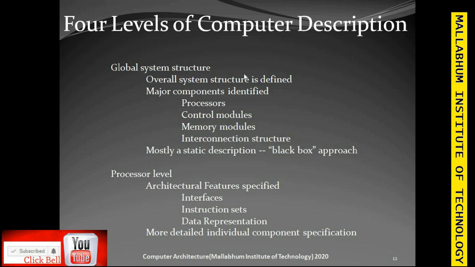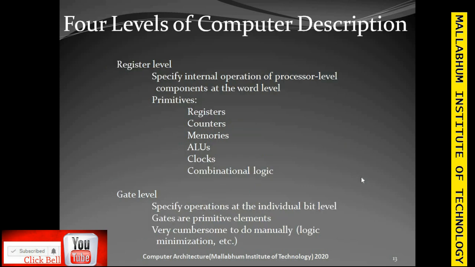Now these are the four levels of computer description. First one is your global system structure, and within this there are a processor, control modules, memory modules, and interconnected structure. That is the black box approach in the global system architecture. Next one is the processor level. Processor level means architectural features are specified in the processor, that means the interface, instruction set, data representation, or the more detailed individual component specification. That I have already said is what the actual architecture means.